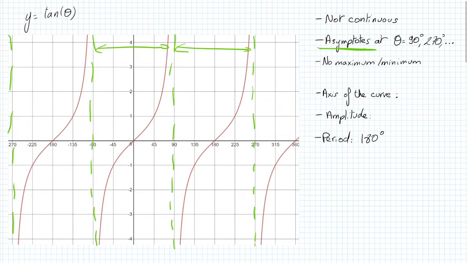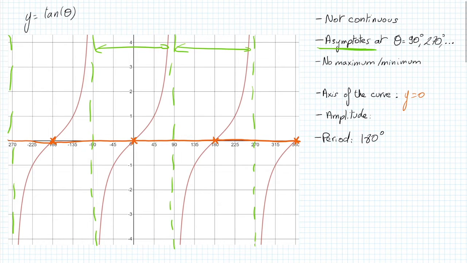A few other points that are important on the tangent graph are the points that go through the axis of the curve. In that case, the axis of the curve is y equals 0. The points where tangent goes through the axis of the curve are at x equals 0, x equals 180, x equals 360. The tangent has a period of 180 degrees, so we can also go on the negative, and at negative 180 we are at the axis of the curve.